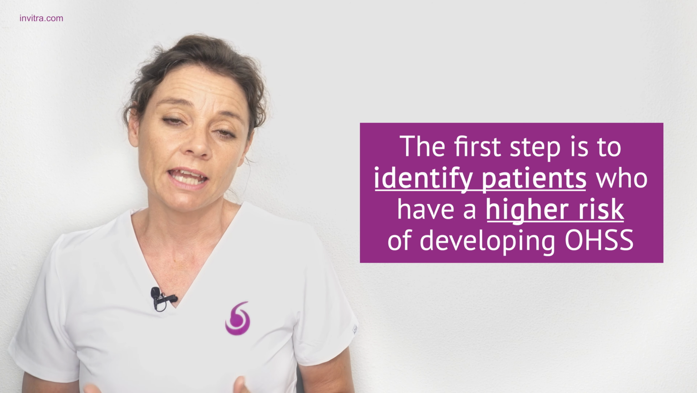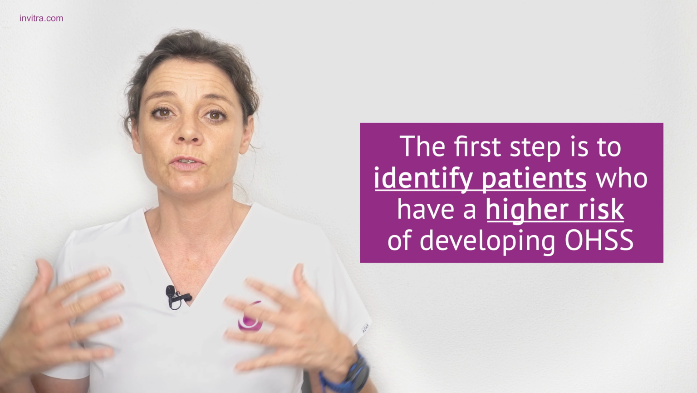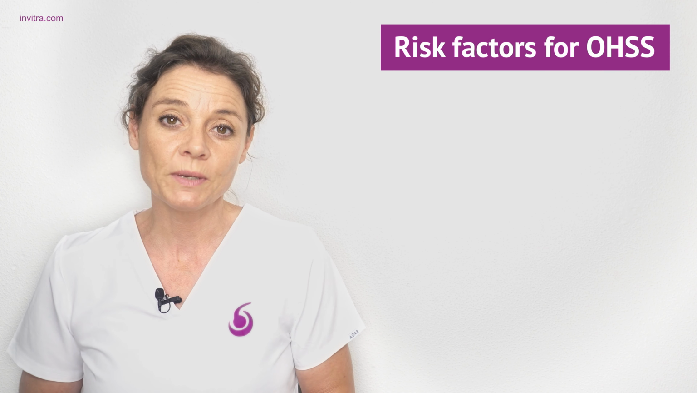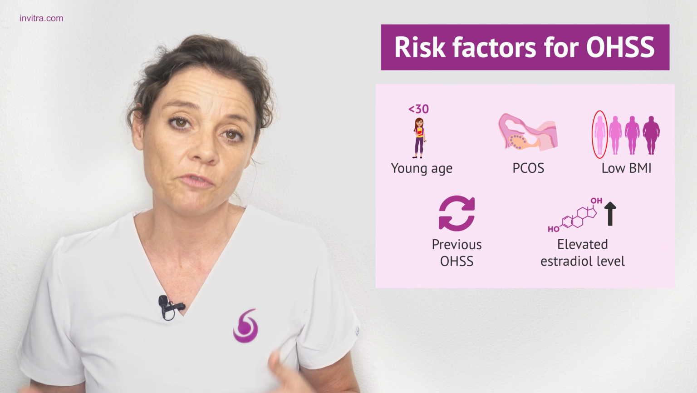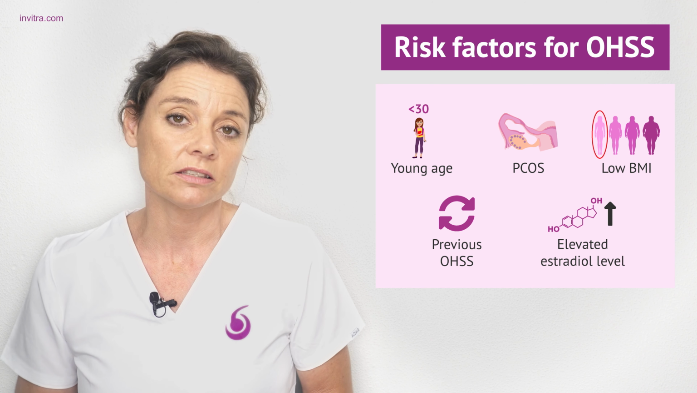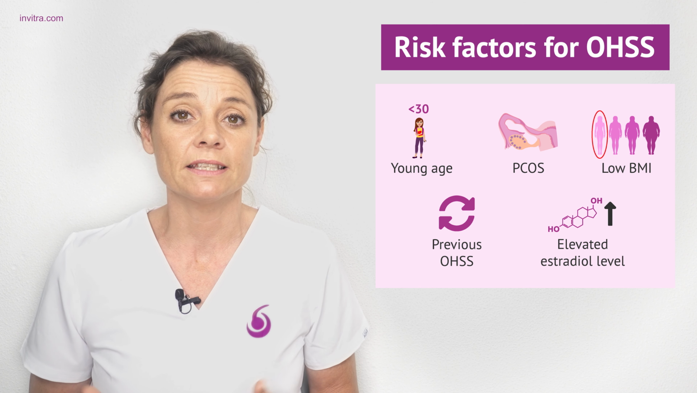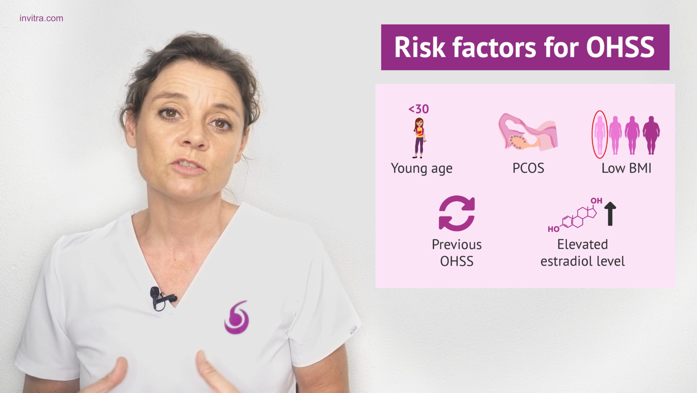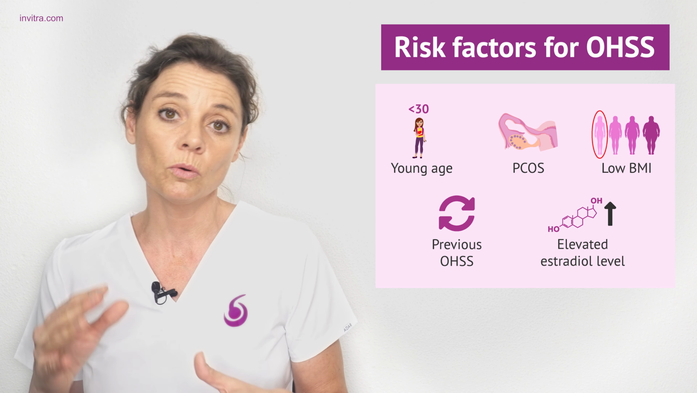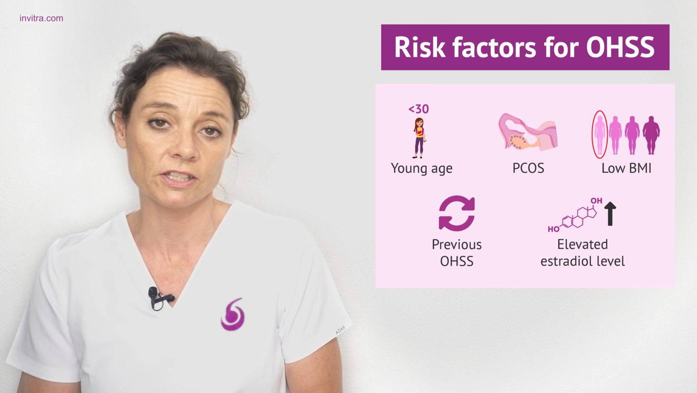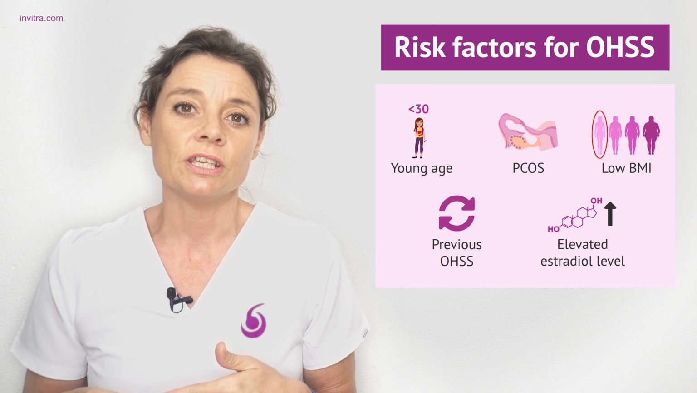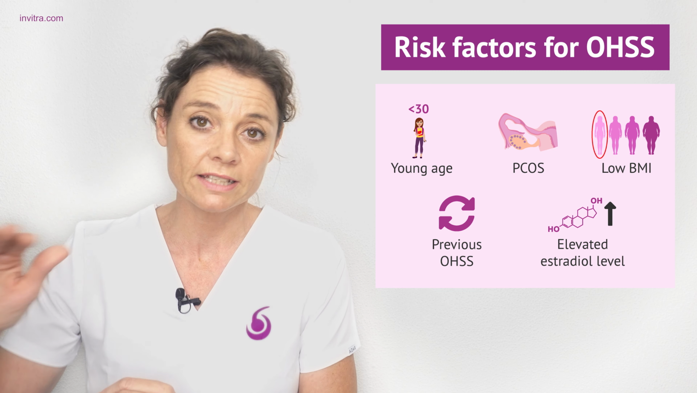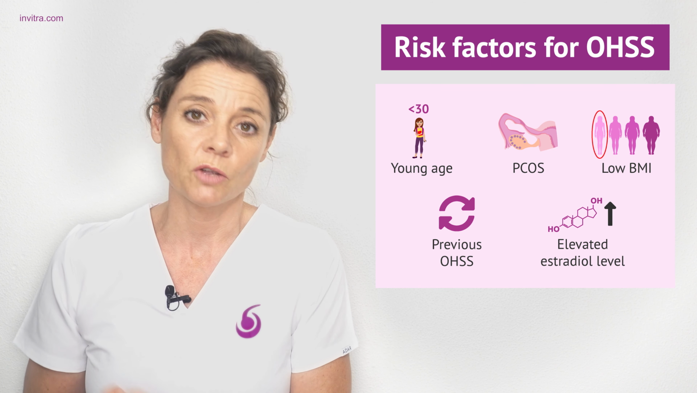The first step we need to take in order to prevent OHSS is to look at the patients who have a higher risk of developing this syndrome. To do this, we need to look at the risk factors, which involve a patient of a young age under 30 years old, if a patient has polycystic ovary syndrome, in cases where the patient has a low BMI, in cases where there is a high antral follicle count, or there have been previous instances of OHSS. If on the day that the HCG is administered, the patient gives a measurement of increased levels of estradiol, it is also a risk factor.